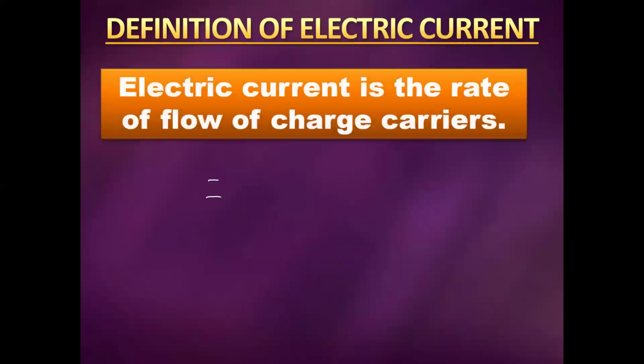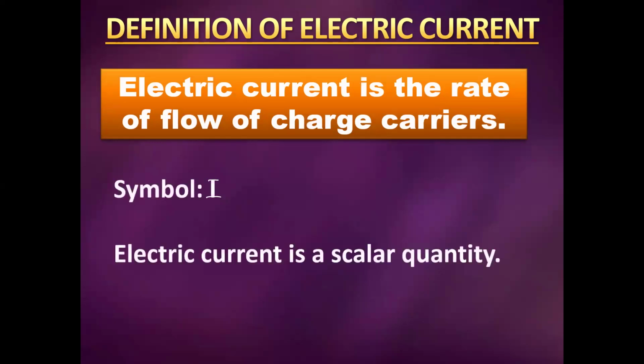We put the definition of current. Electric current is the rate of flow of charge carriers. Look at the symbol. Electric current is a scalar quantity. So you have to copy this now.